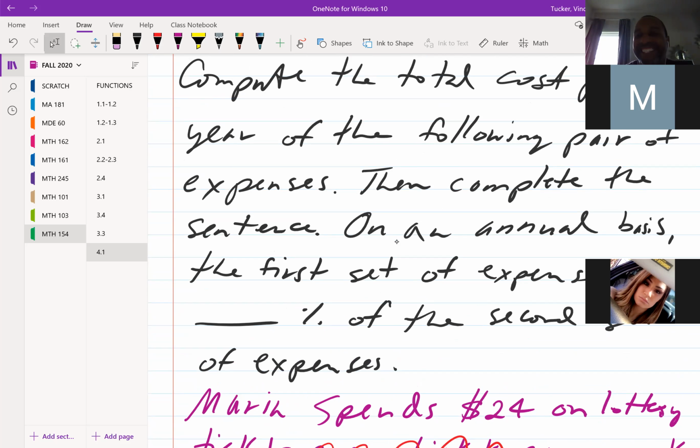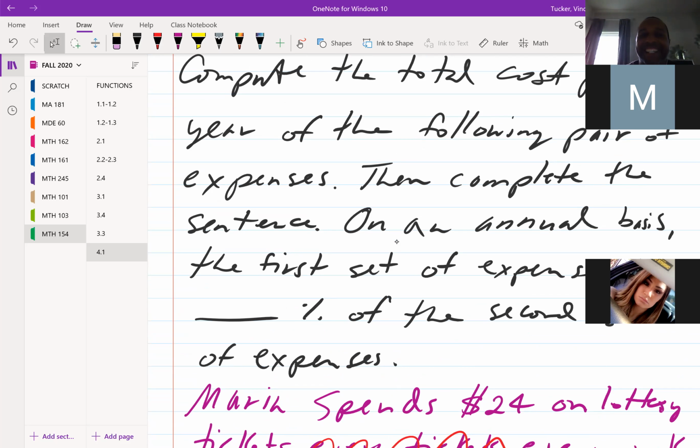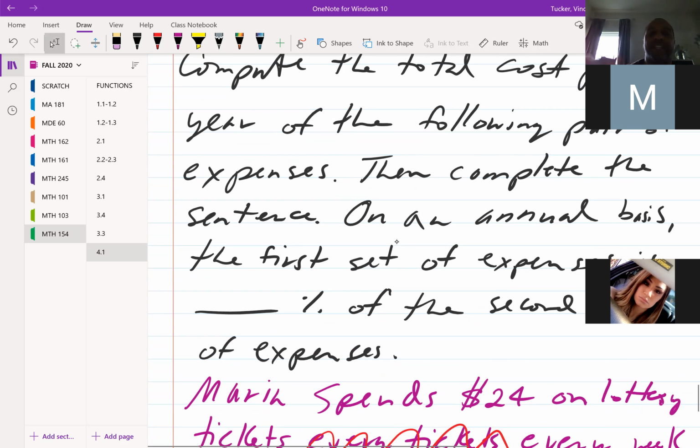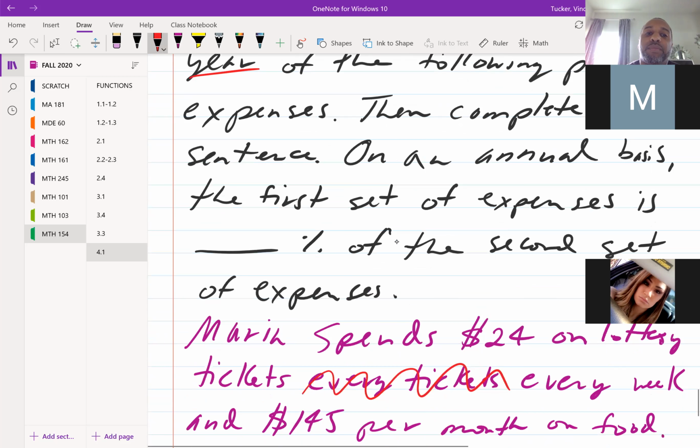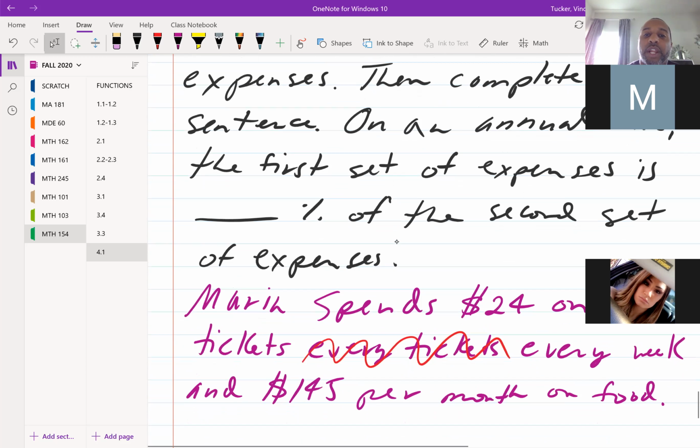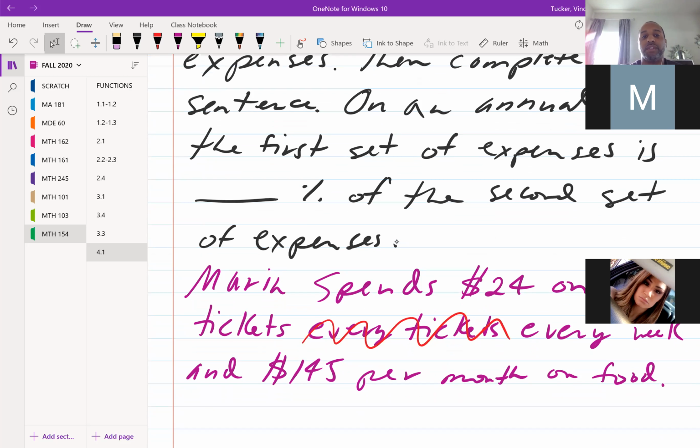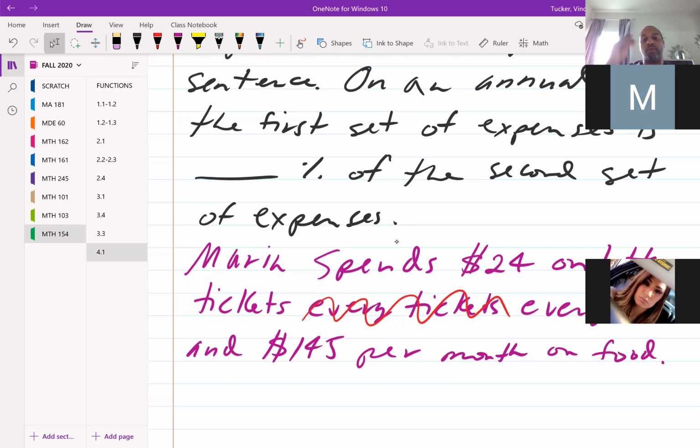Compute the total cost per year. So that's the key word in the initial set of directions. We're talking about per year of the following pair of expenses. Then complete the sentence: on an annual basis, the first set of expenses is what percent of the second set of expenses? So basically, we're going to take the expenses that we have, convert them to years, and then place the first one over the second one. And that'll be our percentage.